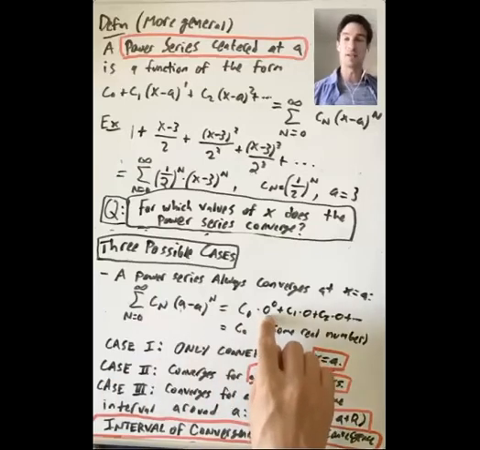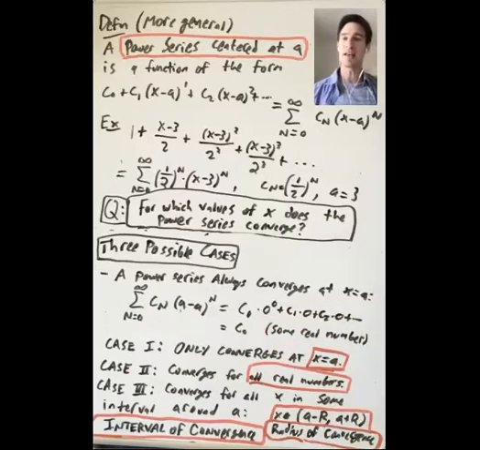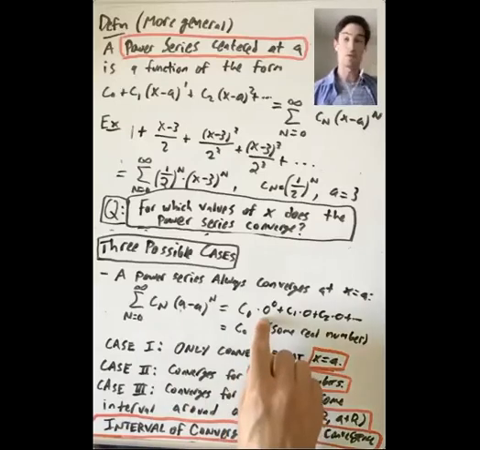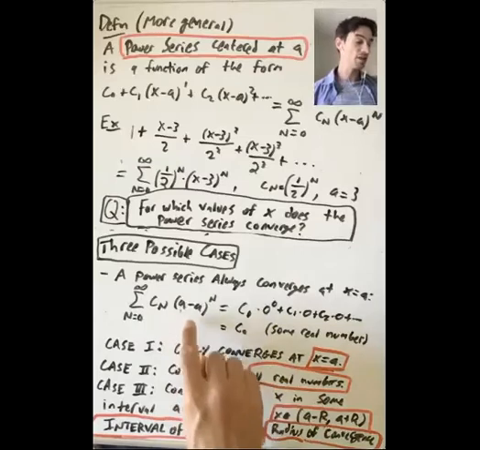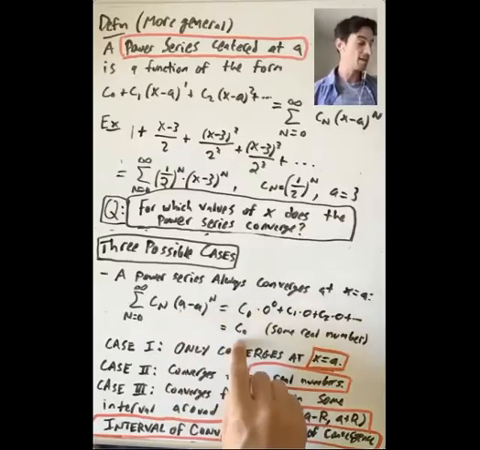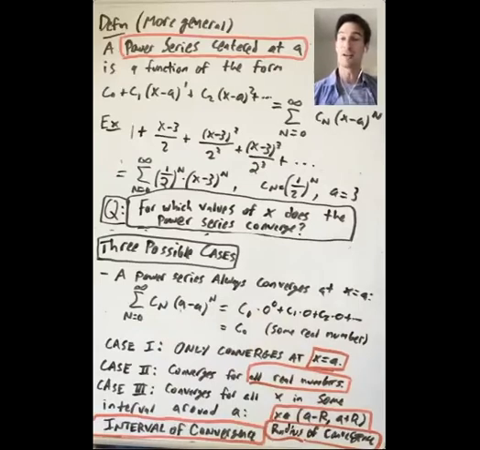0 to the 0 is equal to 1. I'll say more about that in the next video, but you can just take that as a definition, that anytime you see something of the form 0 to the 0, that's just 1. So this power series, when you put in x equals a, is C0. It's just some real number. So it converges to that real number.